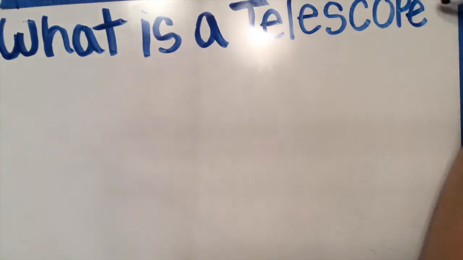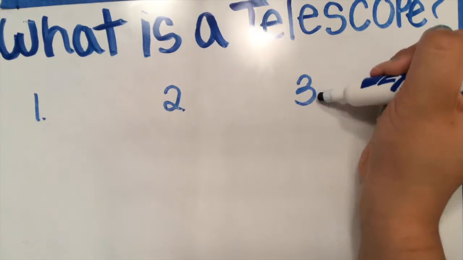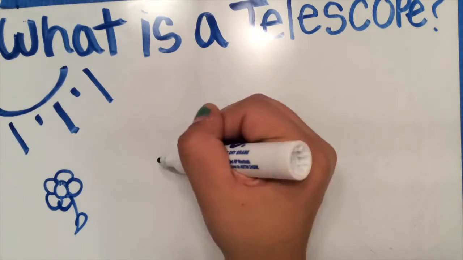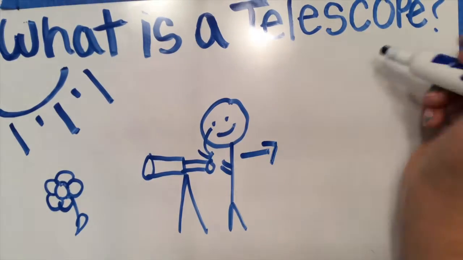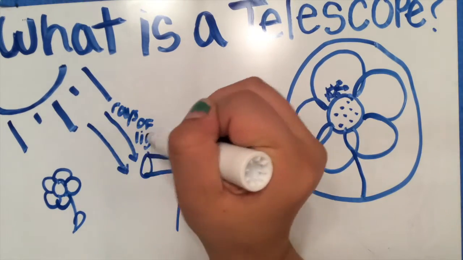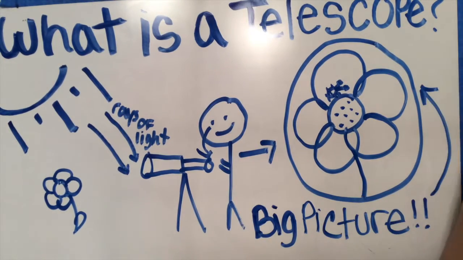Well, you've probably seen one that looks a lot like one of these three. It is an optical instrument designed to make distant objects appear nearer, containing a region of lenses or of curved mirrors and lenses, by which rays of light are collected and focused, creating a magnified image.